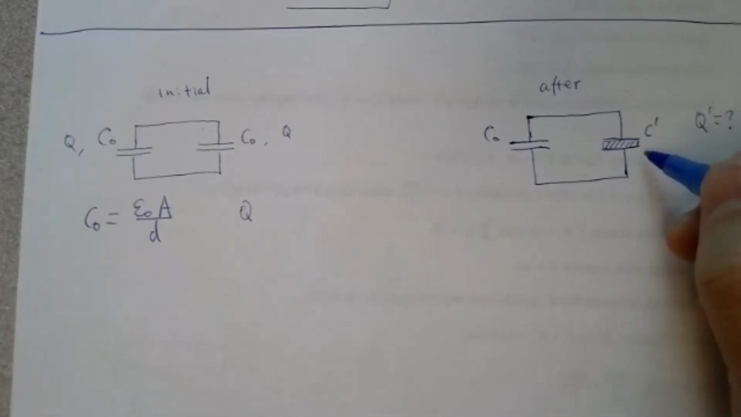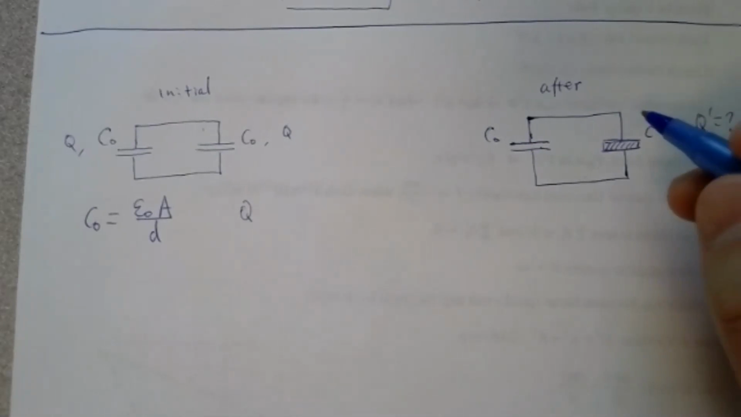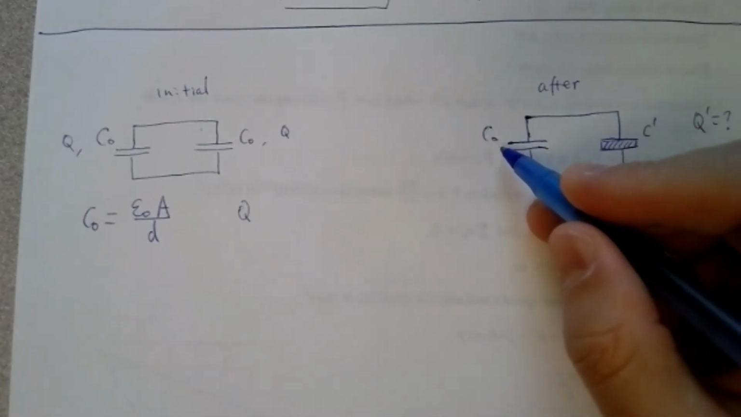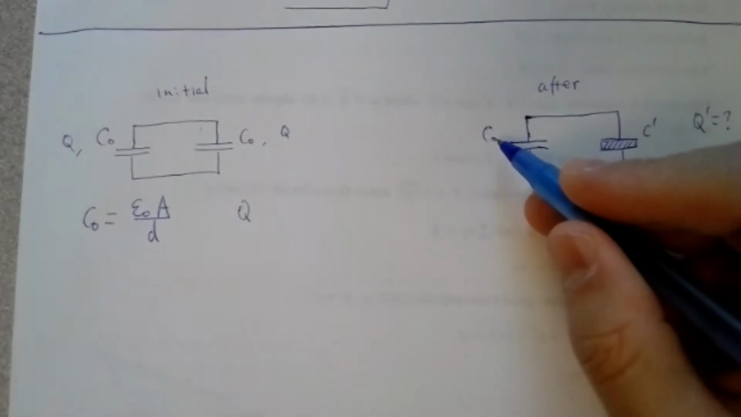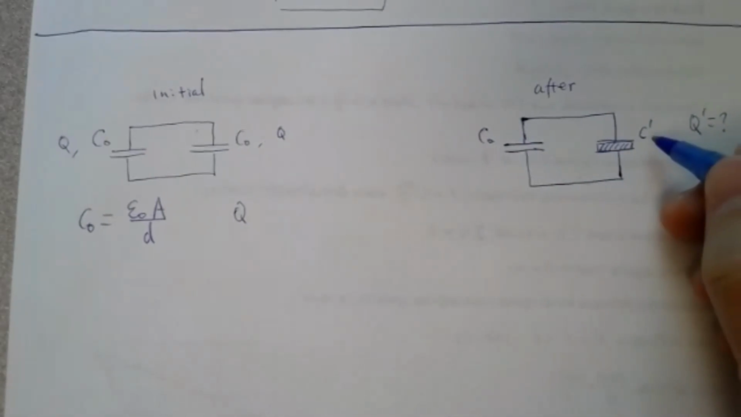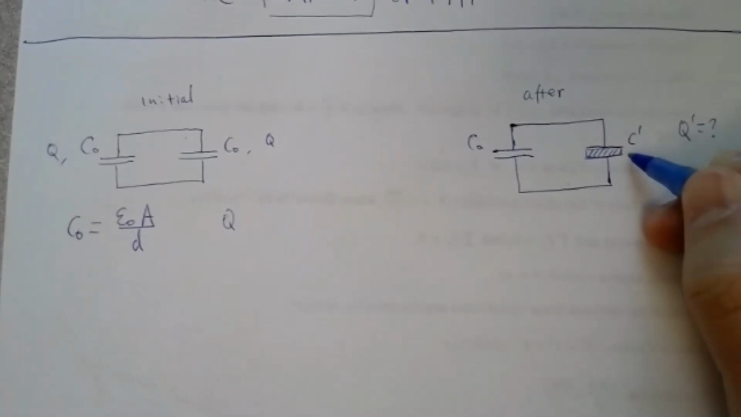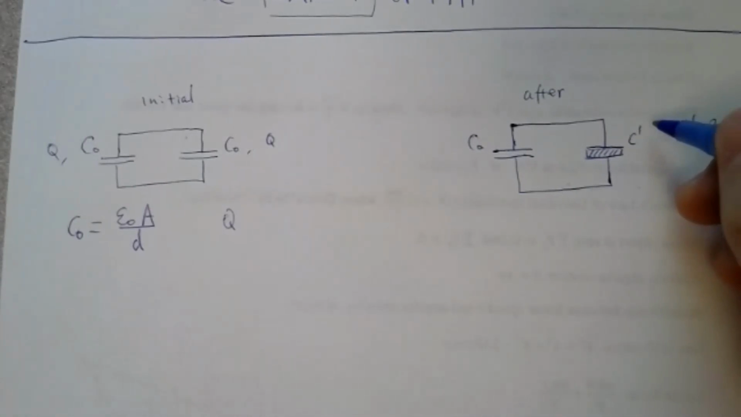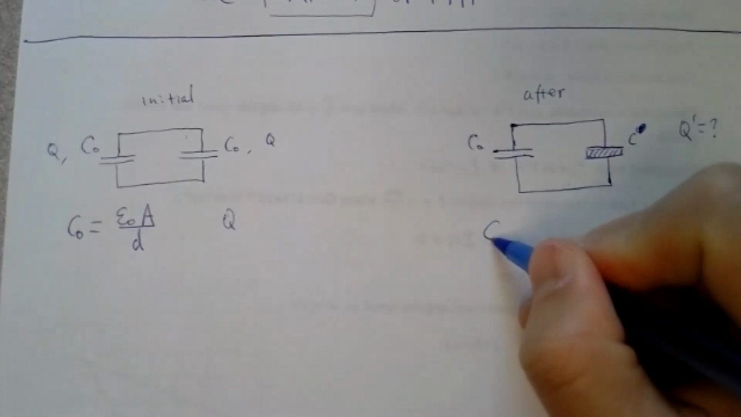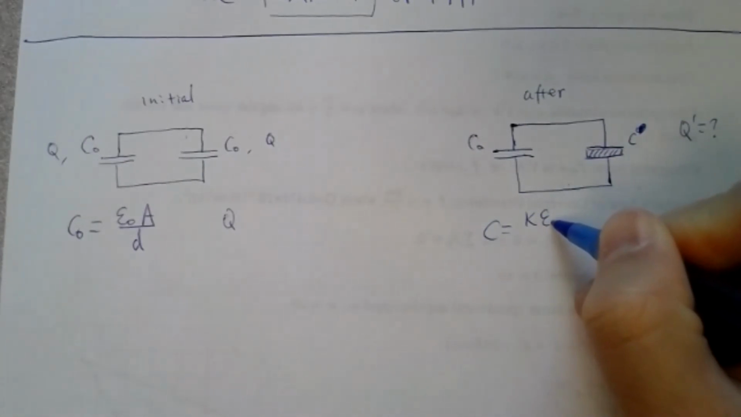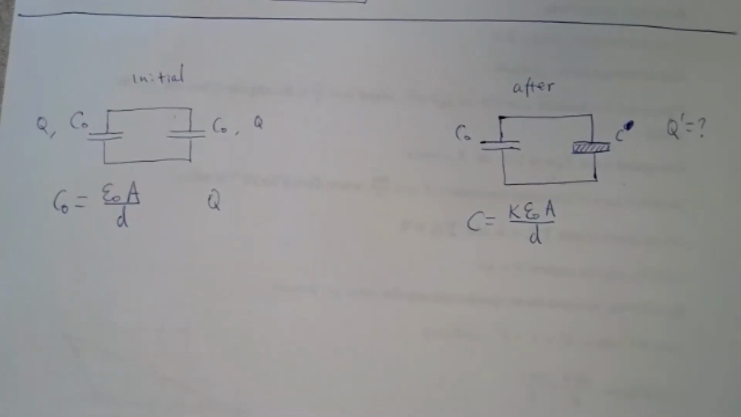So after you put the insulator over here, this guy on the left still has the initial capacitance, C naught, right? Now this guy will have a different C. We can call it C prime, or you can just call it C because it's different from C naught. So C in this case will be equal to kappa epsilon naught times A over D, okay? That's what you have, and kappa is also given, right?